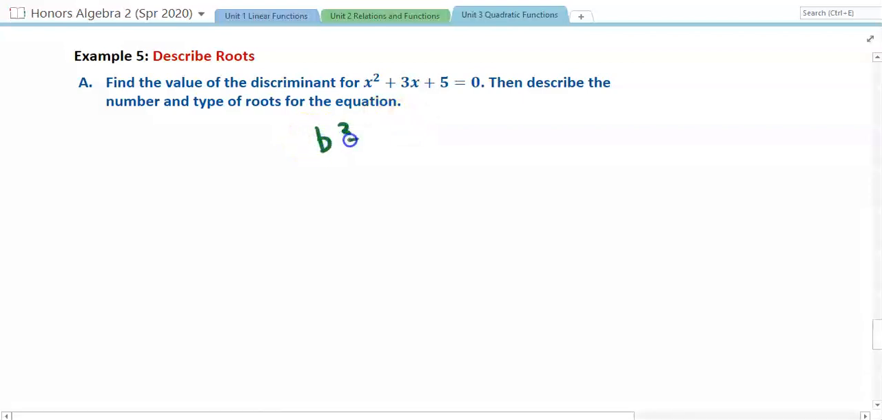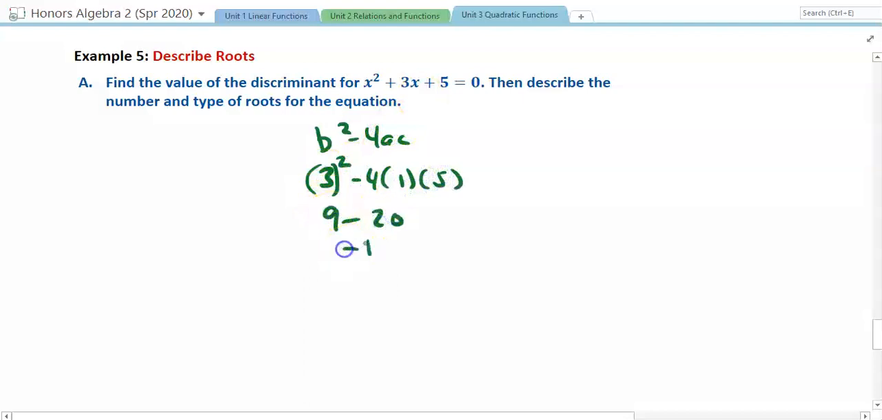So remember, the discriminant is b squared minus 4ac. So I'm going to get 3 squared minus 4 times 1 times 5. And so that's 9 minus 20, which is negative 11. Well, my discriminant came out negative, so that means I have 2 complex roots. Not telling me what those roots are, but again, we could solve from here.